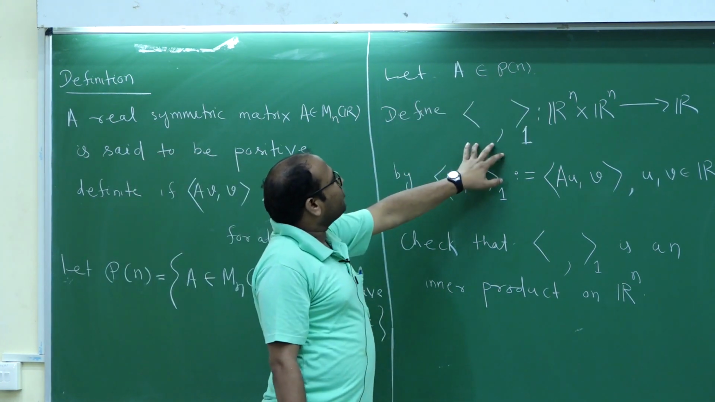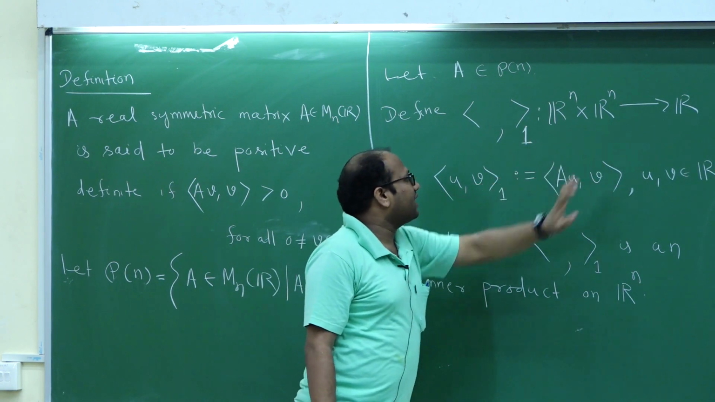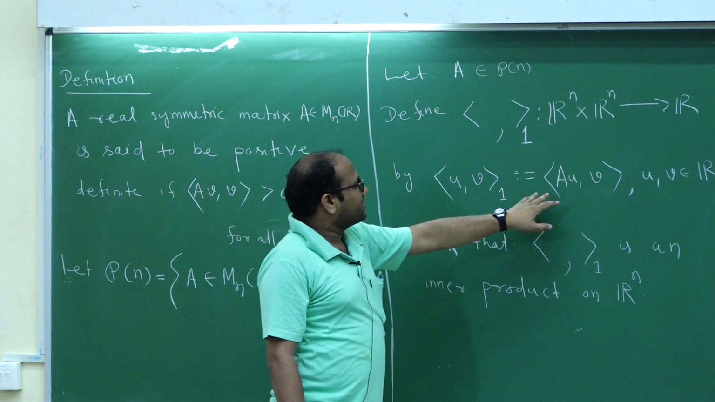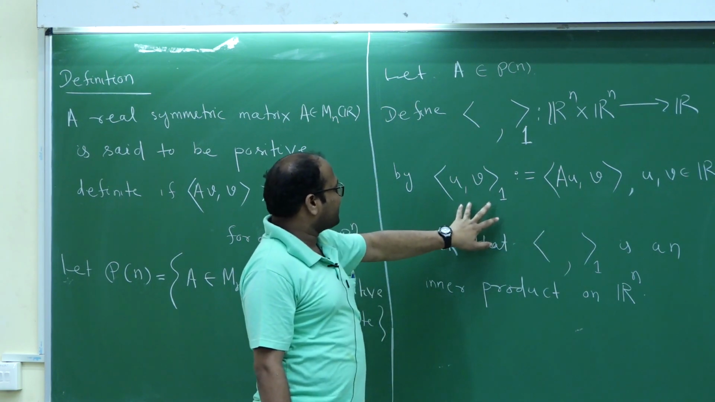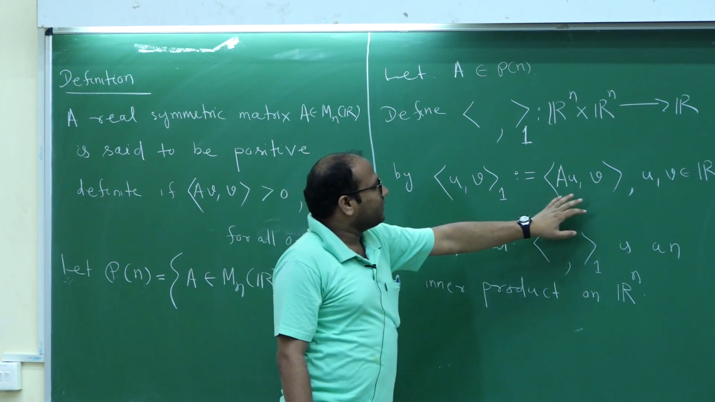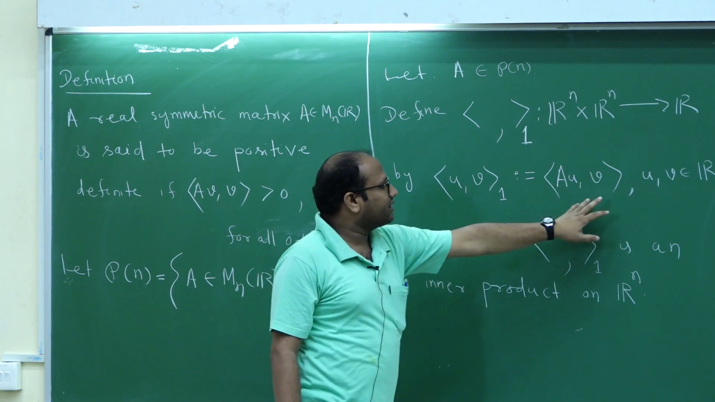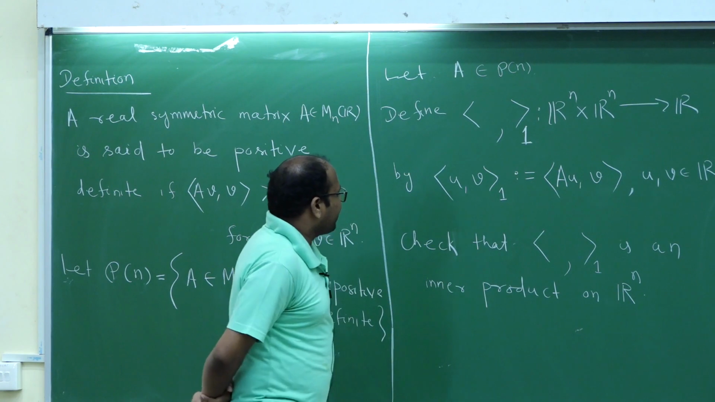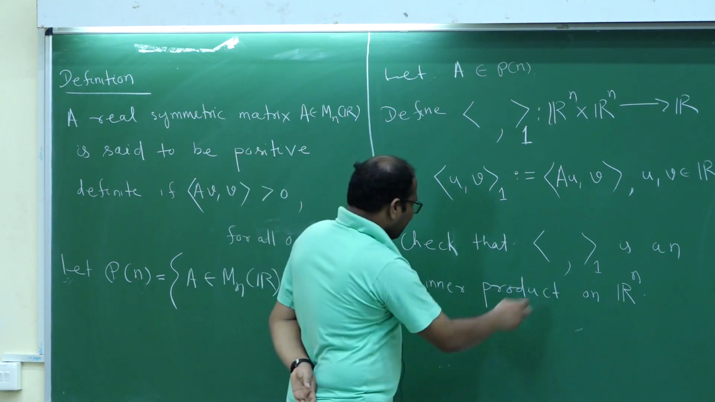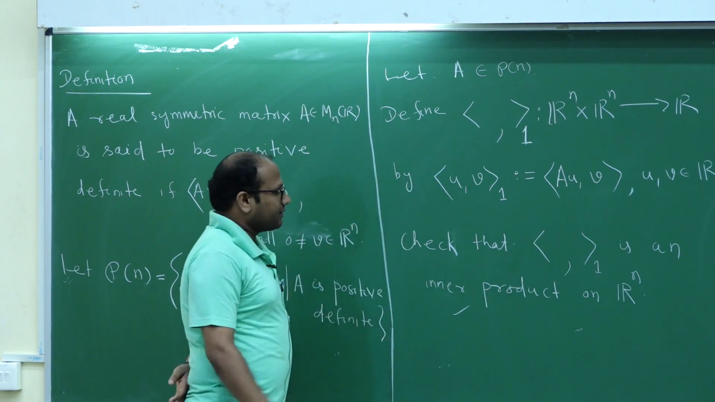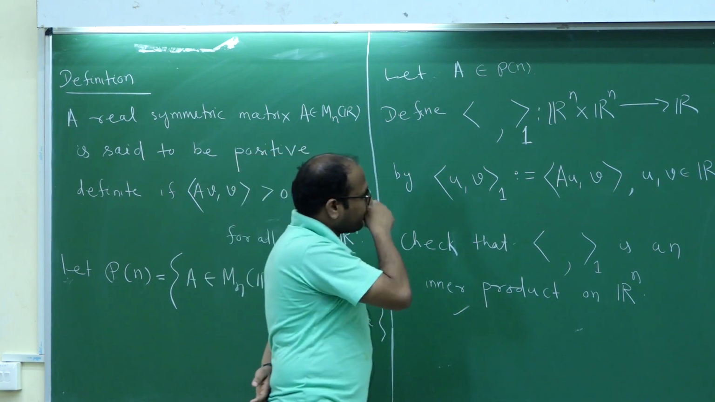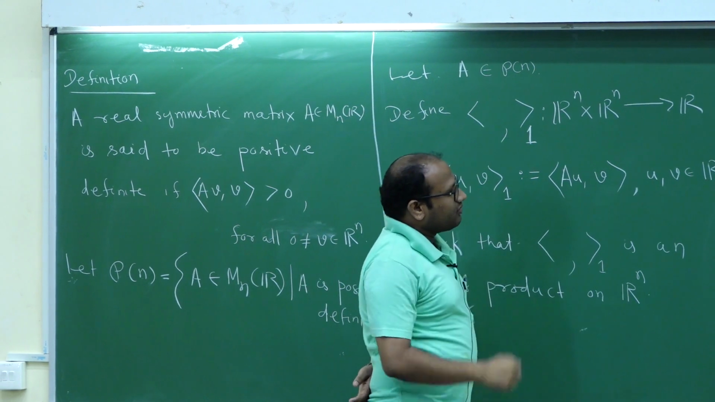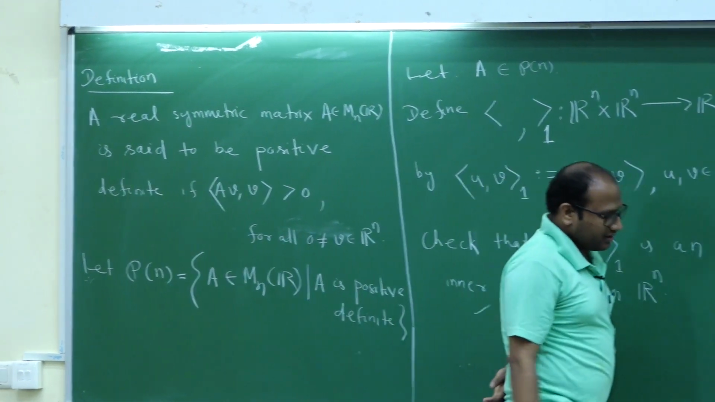I define a new map from R n cross R n to R by the following: U comma V goes to A U comma V, and this is the inner product in R n. This is the usual Euclidean inner product. Check that this is also an inner product. Remember, this is the symbol we are using for the standard Euclidean inner product.